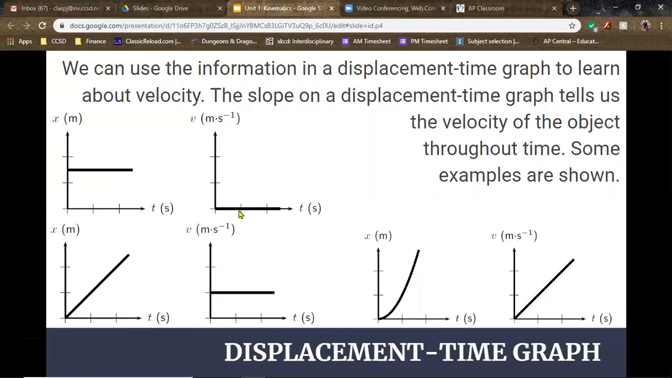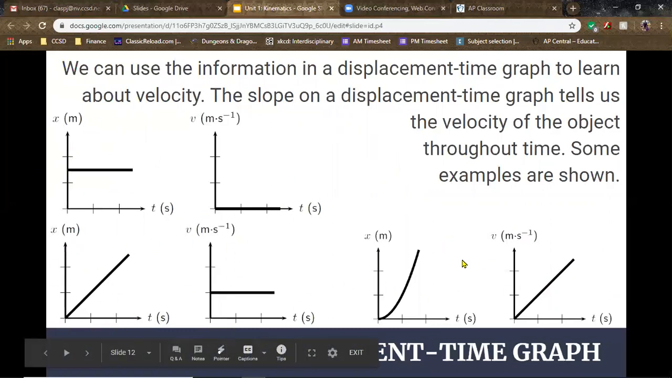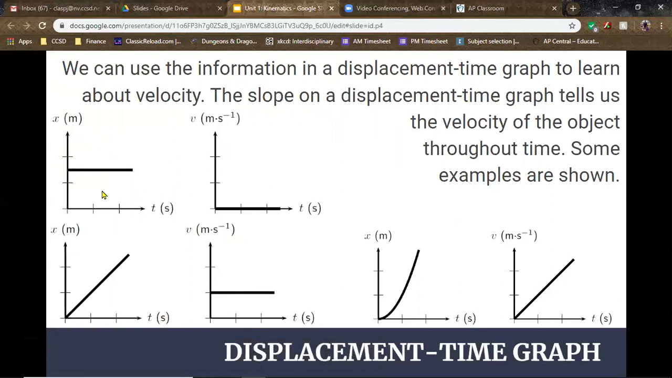Let's take a look at some of these examples. Each one pairs up like this, and then this pairs up, and then this pairs up. So let's look at these two right here. First we have a position time graph. What do we notice about the position as it goes throughout time on this graph? It's flat. So what does flat mean? Flat means that it's not changing its position. It's stationary, it's not moving. The slope is constant. The slope here doesn't change, and it's zero. The slope is always zero on this graph.